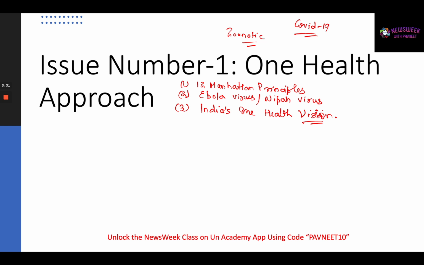And more importantly friends, I told you that in the 1980s, India had basically set up the National Committee on Zoonosis. And under this National Committee on Zoonosis, which was set up in the 1980s, in 2021 the government set up the Center for One Health in Nagpur. So please read about that very importantly friends.